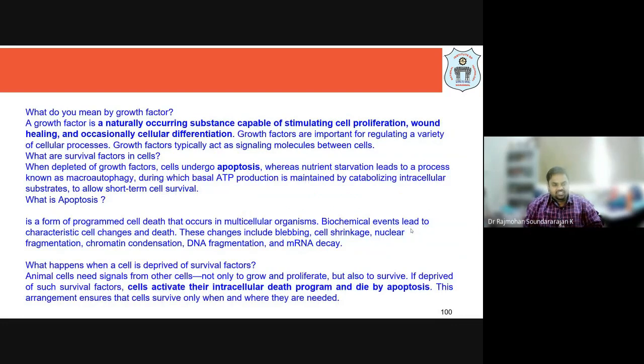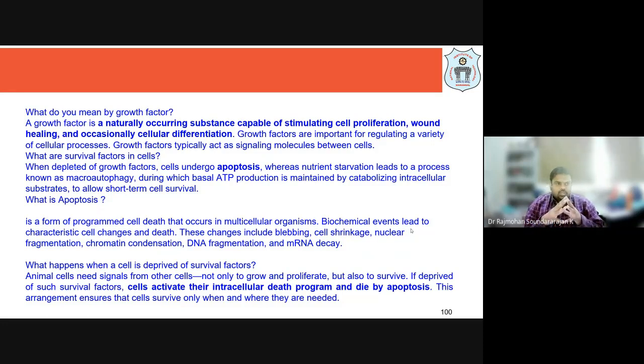Now we'll ask you a few questions. What do you mean by a growth factor? What are survival factors in your cells? What is apoptosis? What happens when a cell is deprived of survival factors? Because these are all important when you get into our own topic of sterilization.